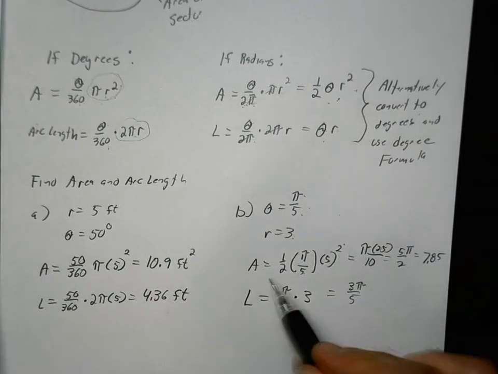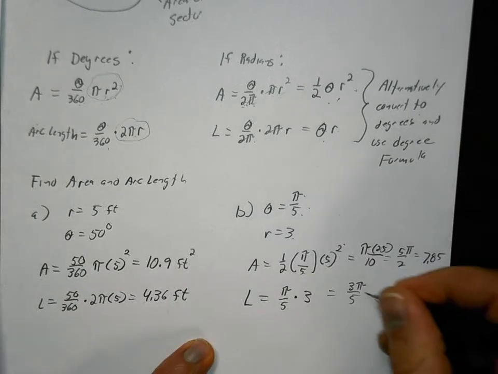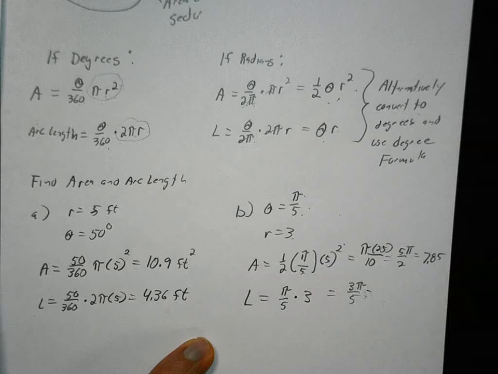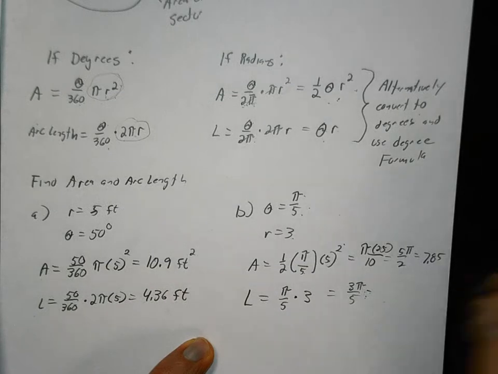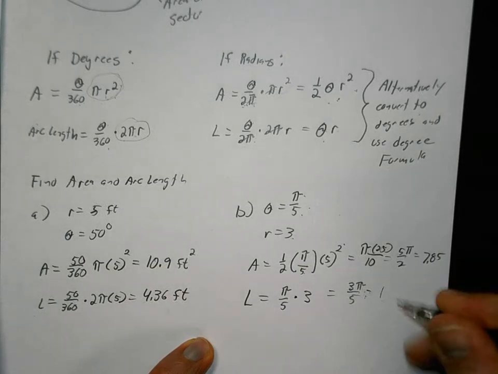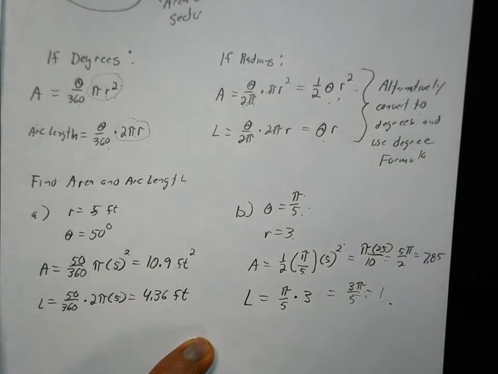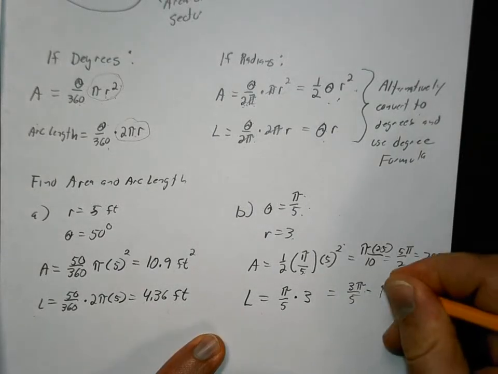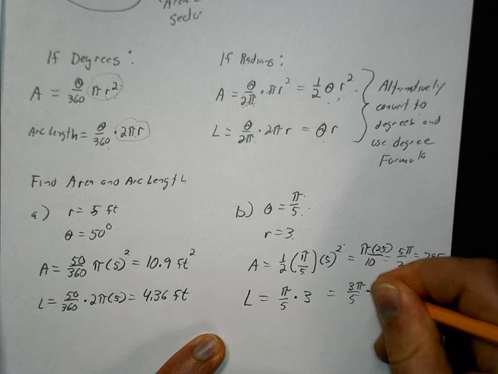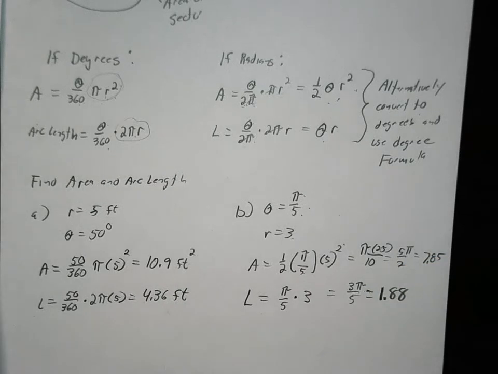But you get the idea of how you have to do that. So 3 times pi divided by 5 is 1.88. Pencil's running out of lead. 1.88 for the length there.